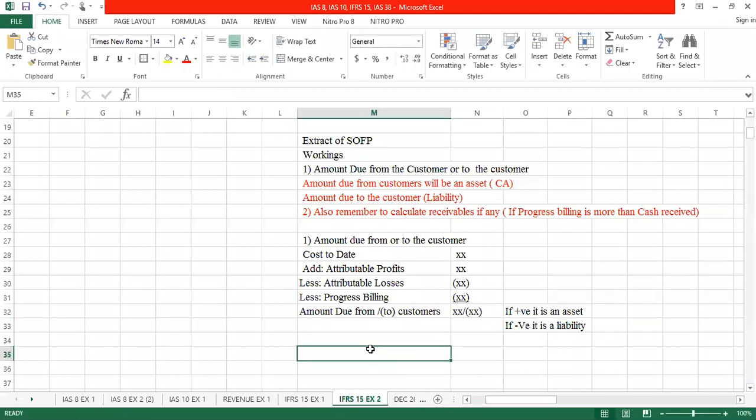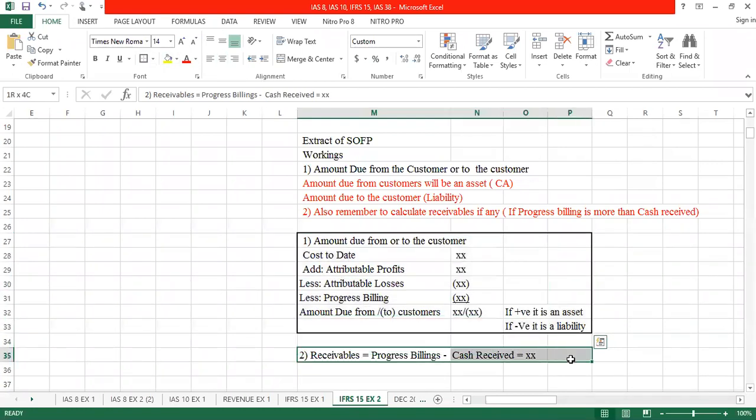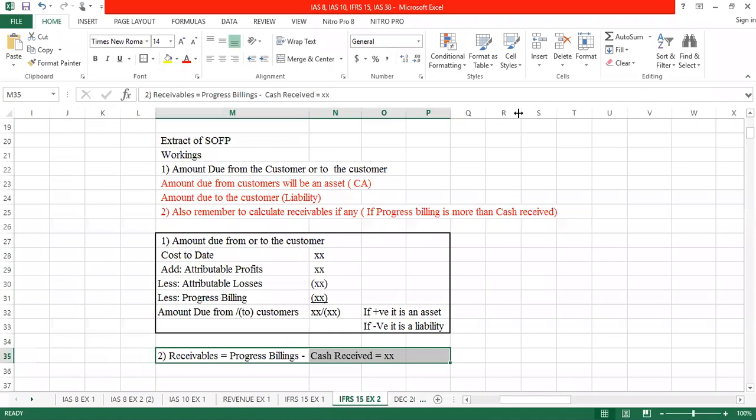Number two, what have we said? Receivables will be equal to progress billings minus cash received. You get your answer. Progress billings minus cash received. This is just a format I've given you. So why don't we start with the first one? I hope you understand me.